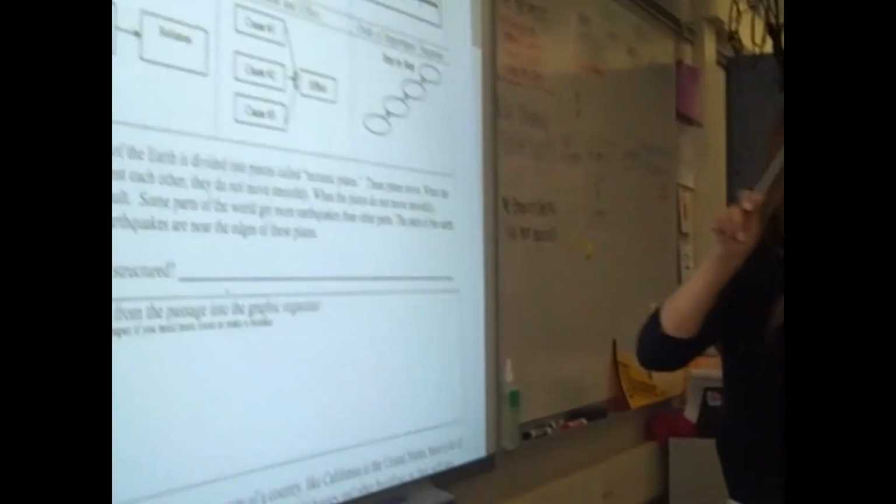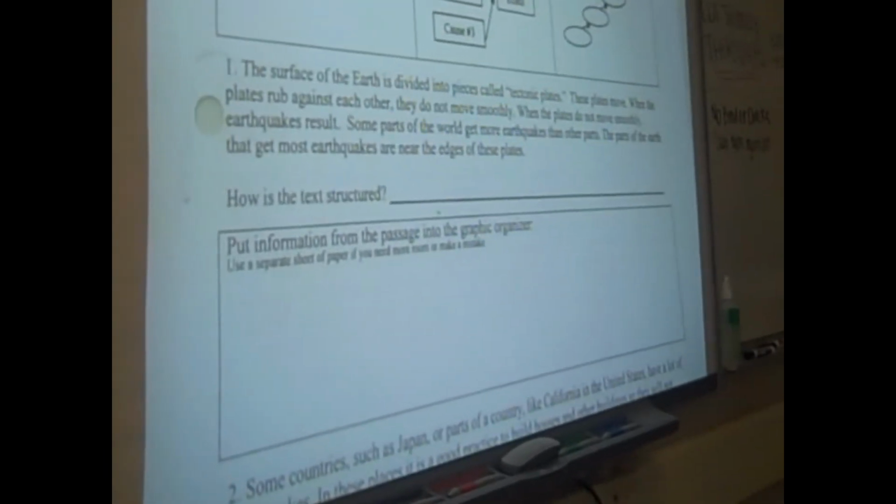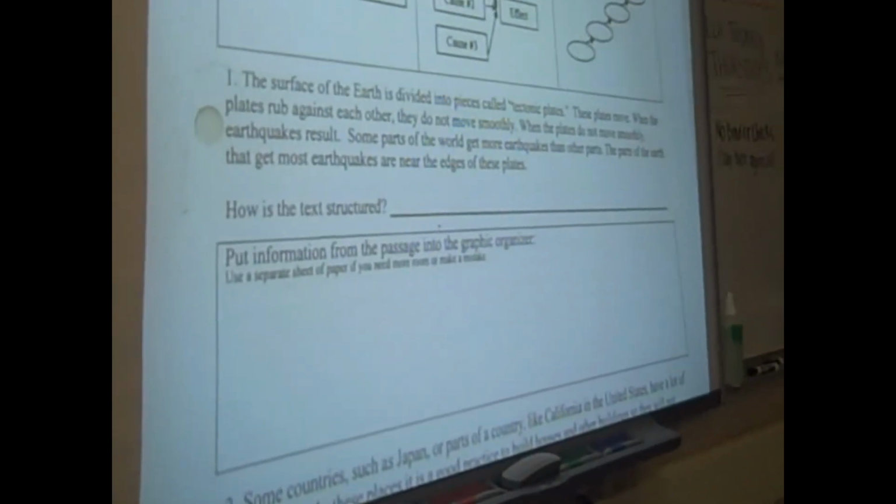Okay, so let's do just one of them together. So is it a picture? Okay, so Manuel, go ahead and read that story for us. The surface of the earth is divided into pieces called tectonic plates.